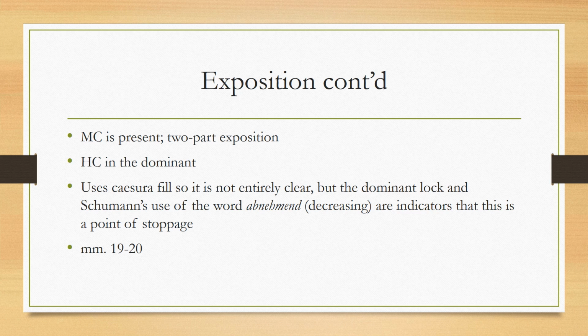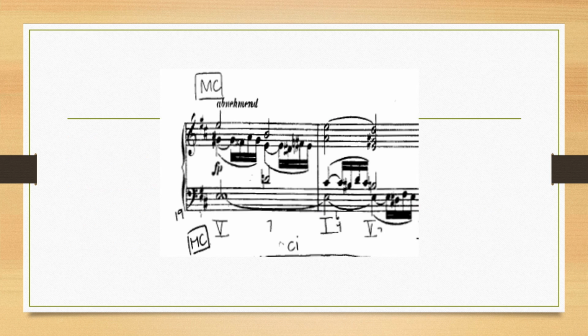so it's not as clear as maybe a medial caesura that we would be used to in a Mozart sonata, for example. But it is in fact confirmed by a dominant lock in the bass and Schumann's use of the word abnehmend, which means decreasing in German. So both of these things indicate a point of stoppage on the dominant.